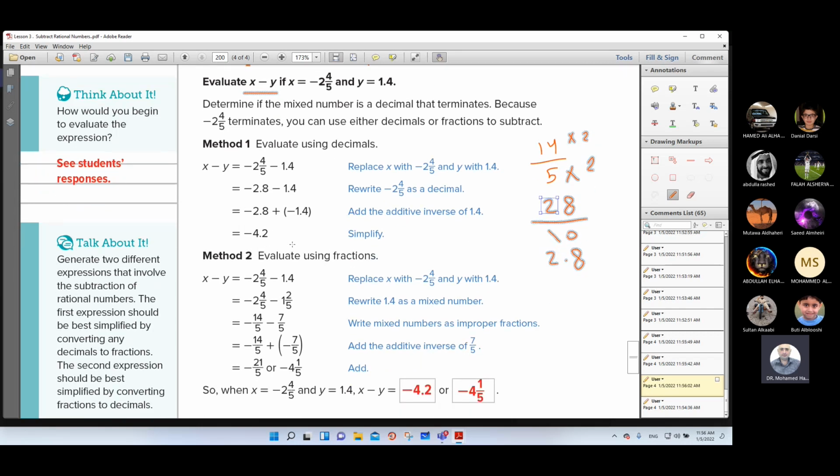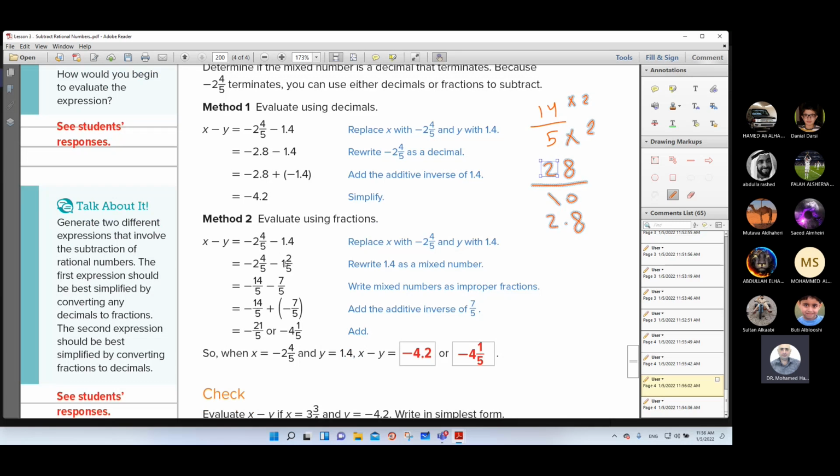The second method, we can change the decimal to the mixed number. How? The first step, change the decimal 1.4 to the fraction, which will be 14 over 10. Then change it to the mixed number. Do long division. 14 divided by 10 will be 1. 1 times 10, 10. 14 minus 10 will be 4. So the quotient means the whole number. The remainder means the numerator, and the divisor means the denominator.